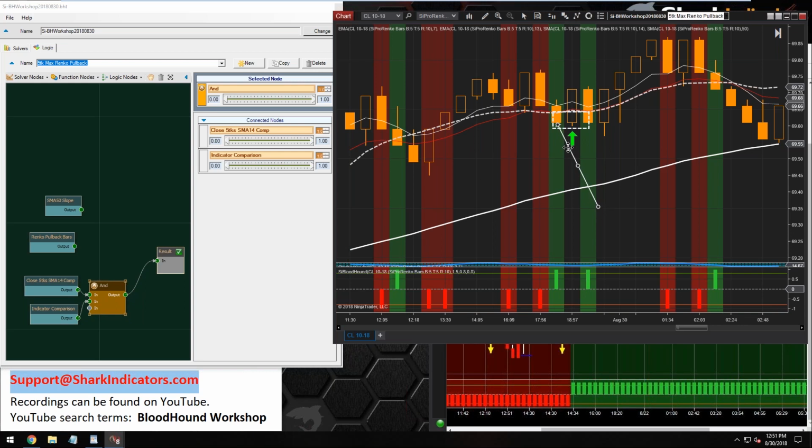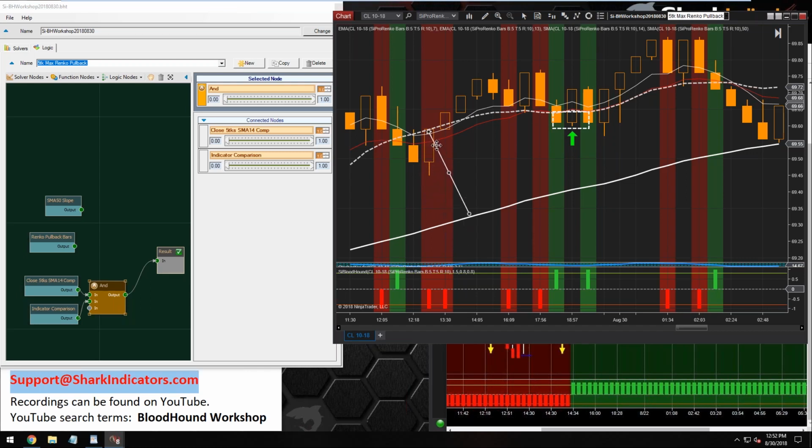And yes. So there you go. This pullback bar is giving us a long output. And so is this one. See this one over here? It's too far away, right? It's more than 5 ticks from our SMA. And so there's no output. Great.